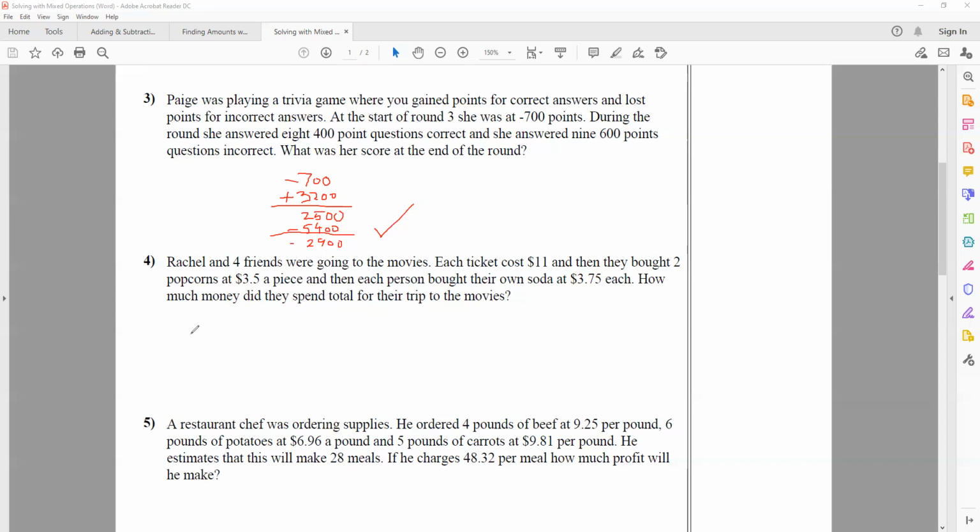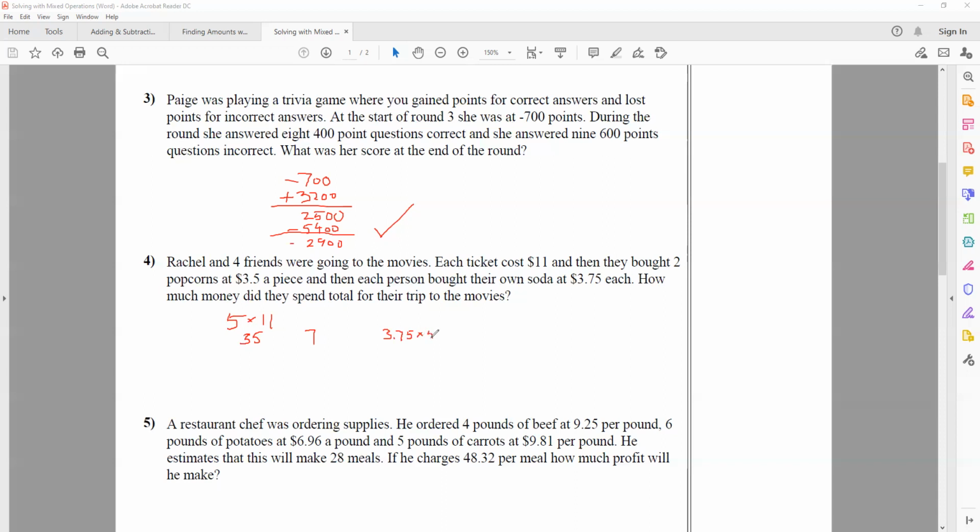Okay. Later on, her 4 friends are going to the movies. Each ticket cost $11, and then they bought 2 popcorns at $3 a piece, and then each person bought their own soda at $3.75 each. How much money did they spend for their trip to the movies? Okay, so each ticket costs $11. So 11 times 4. Now, be careful, and 5. I know 5. I'm not done. 5, so that's $55 already, and then they bought 2 popcorns at $3, so that'd be $7, wait, $6. And then each person bought their own soda, so 3.75 times 5.